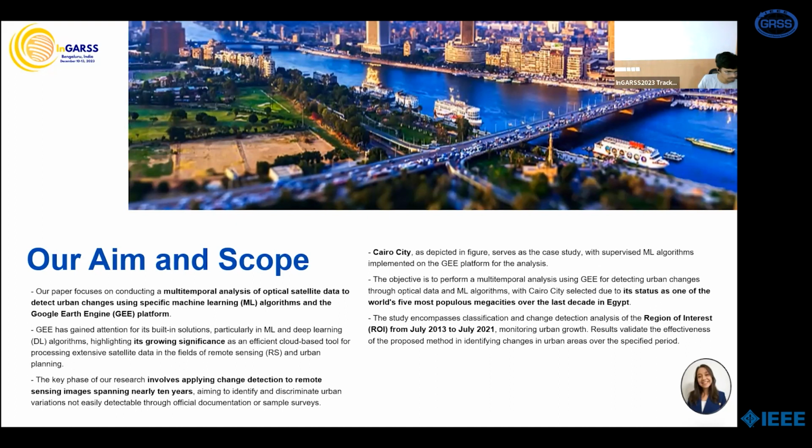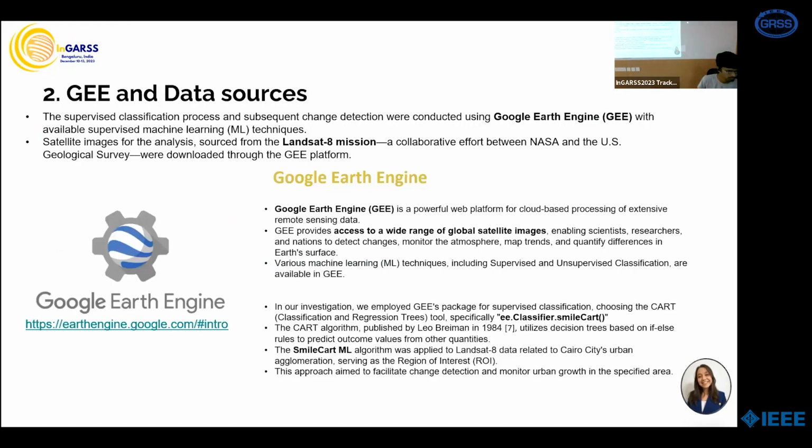The research spans from July 2013 to July 2021, incorporating classification and change detection analysis of the region of interest to monitor urban growth. The results affirm the efficacy of the proposed method in accurately identifying changes in urban areas throughout the specified period. Google Earth Engine is a free cloud-based platform for processing extensive remote sensing data globally.